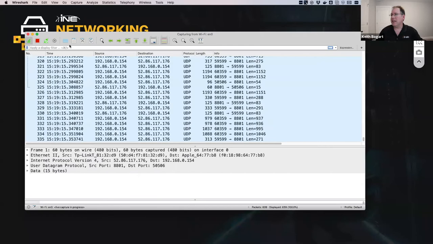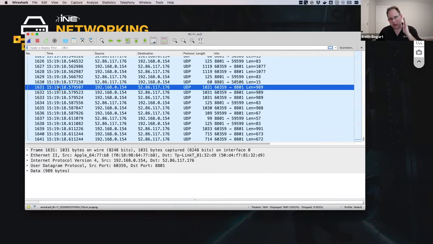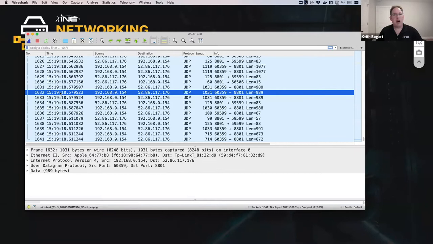Okay, so each one of these horizontal lines represents data that my laptop is either sending or receiving. And it might not even be data coming from or going to my laptop, because when you're connected to a network, you might be seeing data from other people on the same network as you. But each of these horizontal lines represents what we call a packet. In the world of the internet protocol, whether it be IPv4 or IPv6, the data that you're sending, complete with the source and destination address, is called a packet. So each one of these things is a packet.